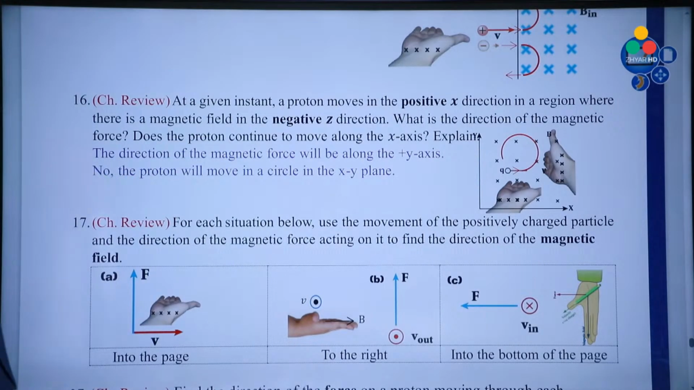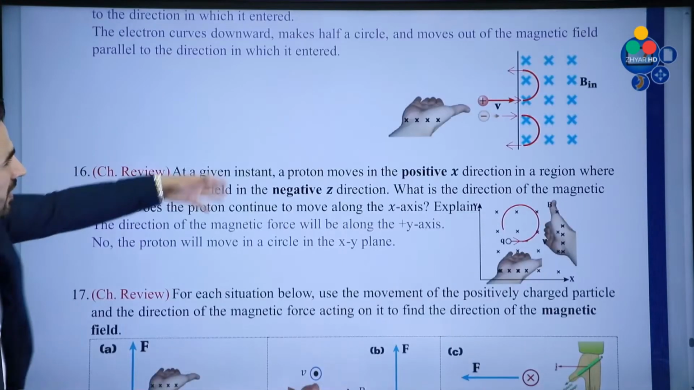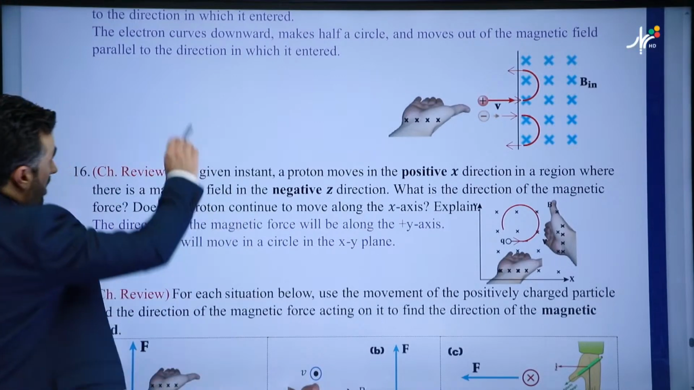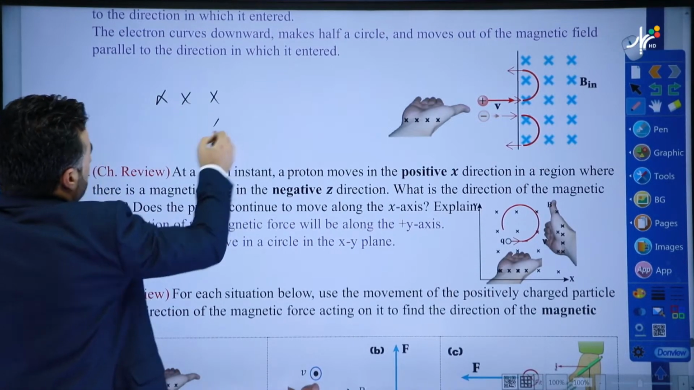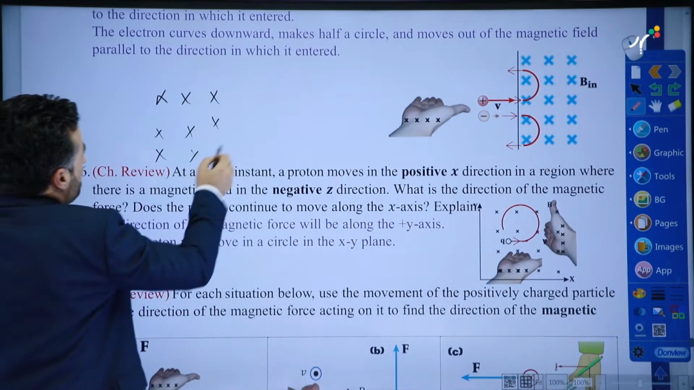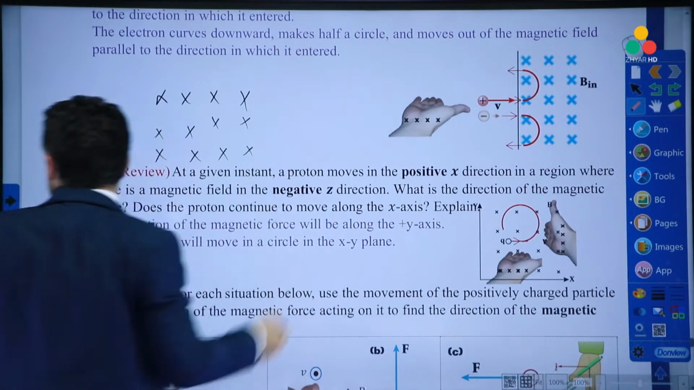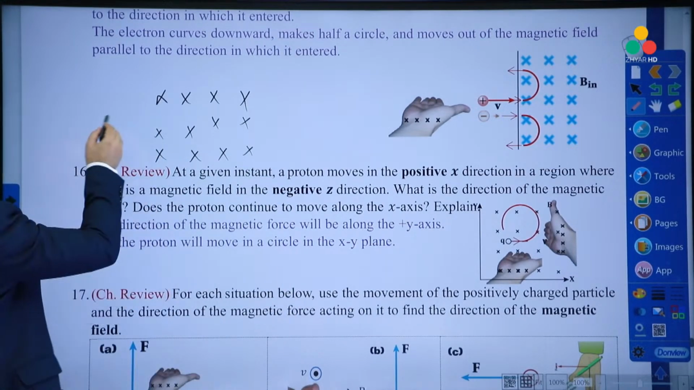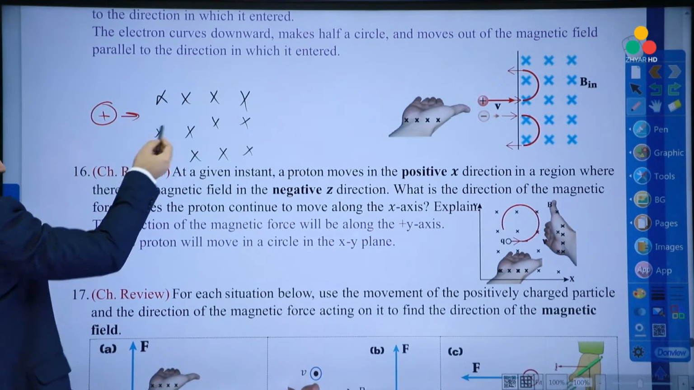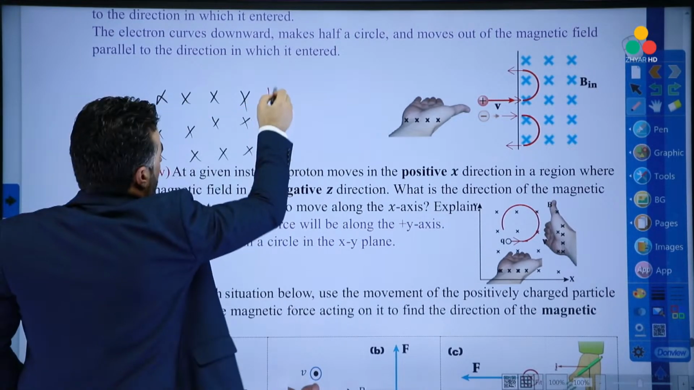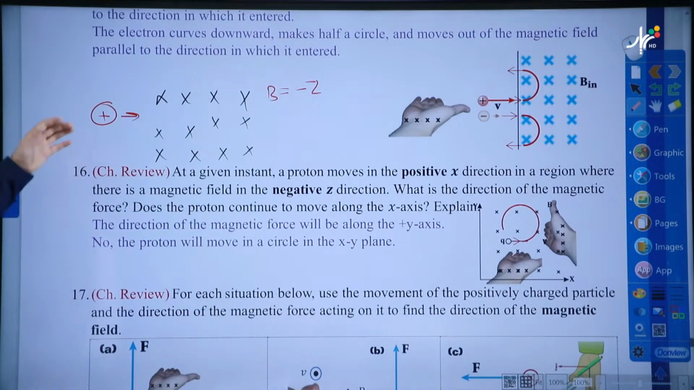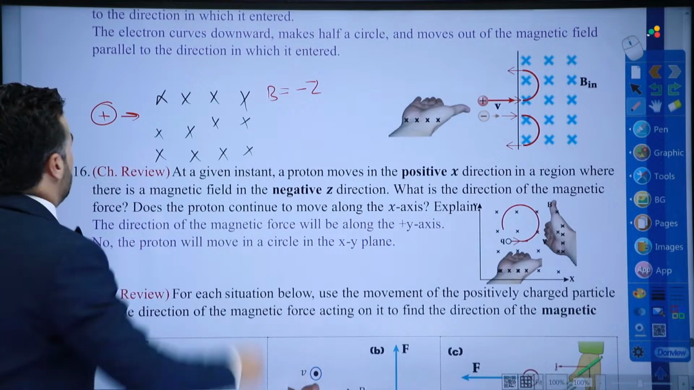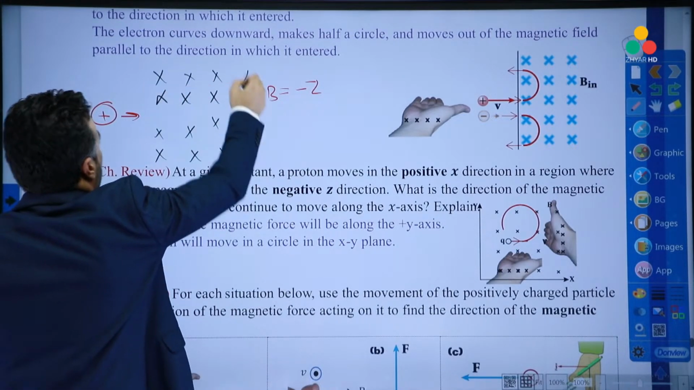So perhaps we can draw this one here as well. I'll draw it upward here. So watch this. Negative z-axis means into the page, correct? Into the page. And the proton is moving in the positive x-axis. So here is a proton moving in this direction. And this is the direction of B, which is the negative z direction, into the page. So if that is the case, how would this proton behave once it is inside the magnetic field?